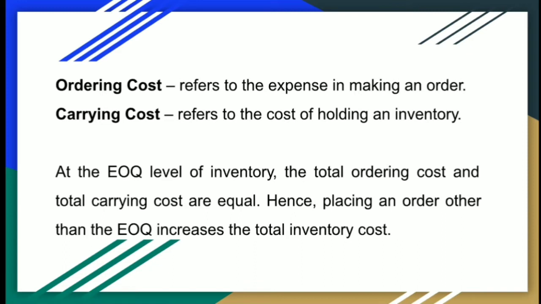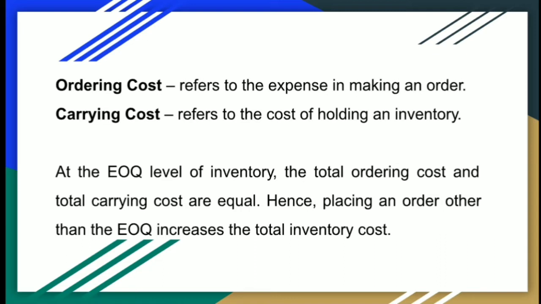This includes processing an order, receipt of ordered goods, and also payment to suppliers. Like big businesses, when they order inventory items, they have to pay for the processing of order, and they also have to pay cash to suppliers. So those expenses are what we call an ordering cost.